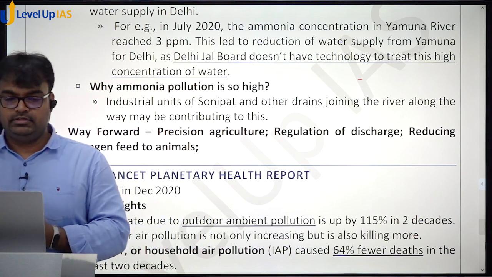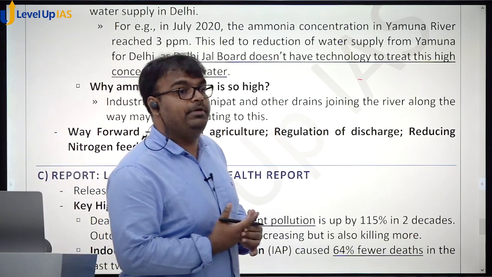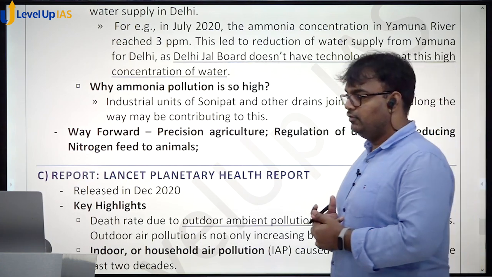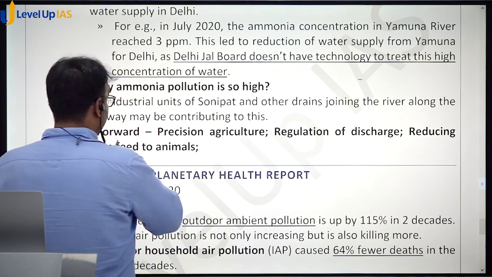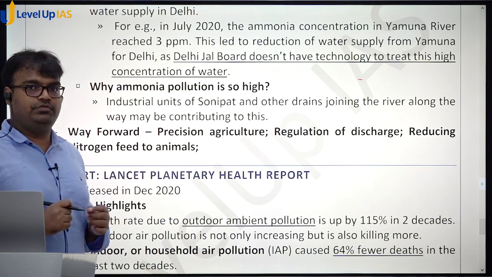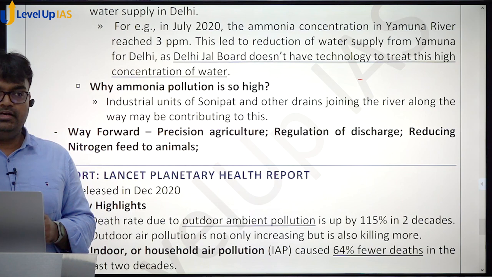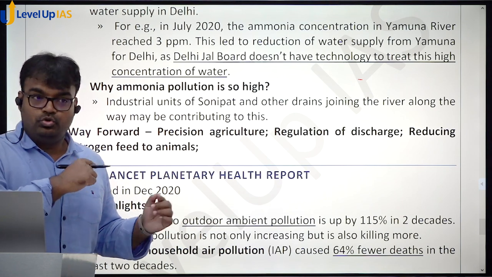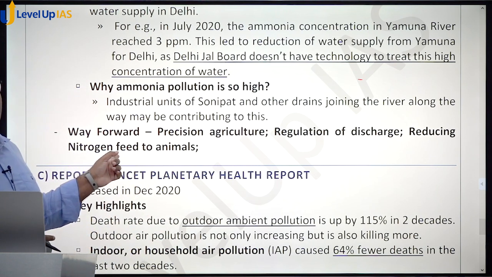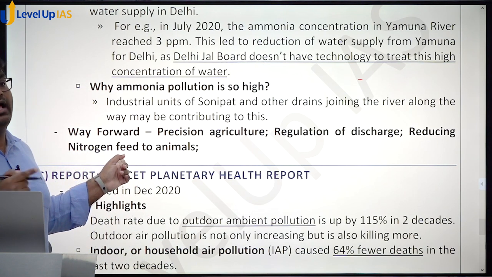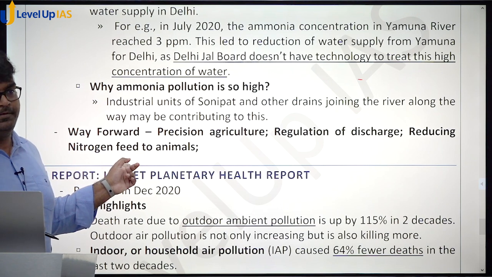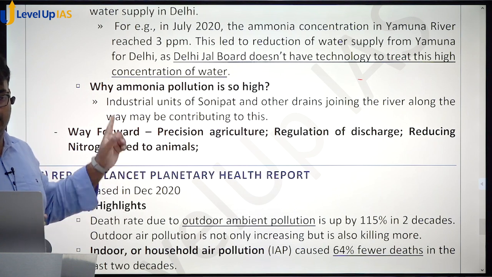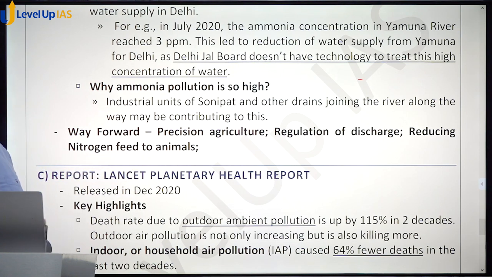Okay, it's because our parents were doing it, our grandparents were doing it. It does not mean that we'll keep doing it. Okay, so chaliye. Nitrogen feed to animal. If we reduce nitrogen feed to animal, then the ammonia would eventually be coming from nitrogen products. So overall ammonia production would also reduce from animal husbandry. Fine. I hope this part of ammonia pollution is understood.